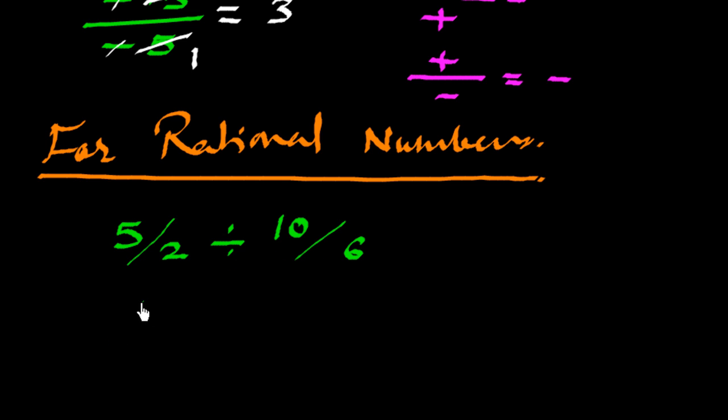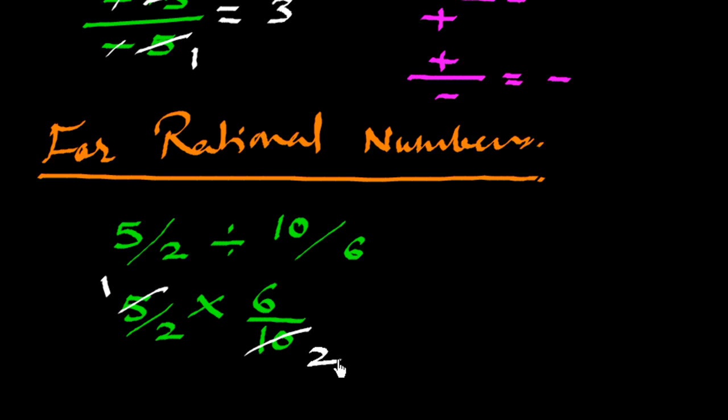So it's very simple. Whenever you have to divide the rational number 5 over 2, the division symbol we convert into a multiplication symbol and take the reciprocal of this, we interchange the numerator and denominator. So 6 we write in the numerator and 10 in the denominator. Now we can divide it. So it is 5 one times, 5 two times, 2 one times, 2 three times. So we get the result here 3 over 2. So in this way we can divide rational numbers.